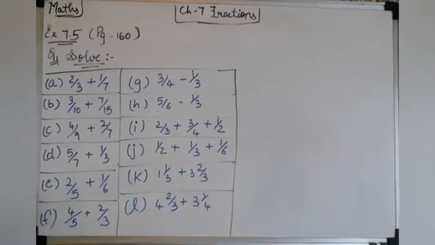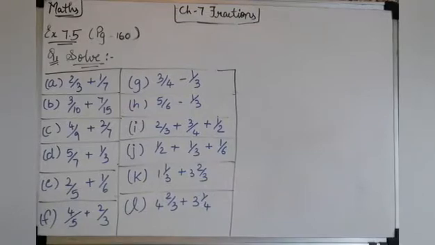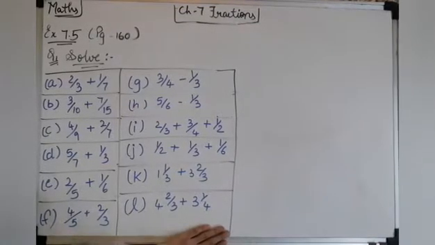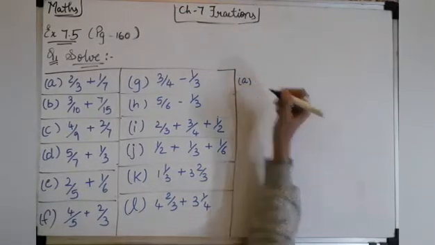We are starting exercise 7.5, from page number 160. Today we are going to do question number 1. In this, few fractions are given and we have to do addition and subtraction. This we have done, so now we are doing the exercise. Let's start with first sum A.